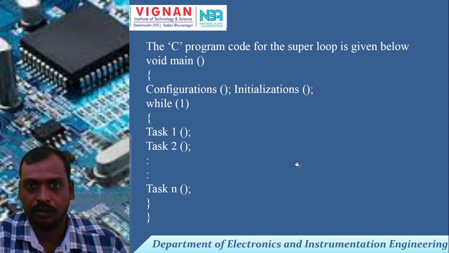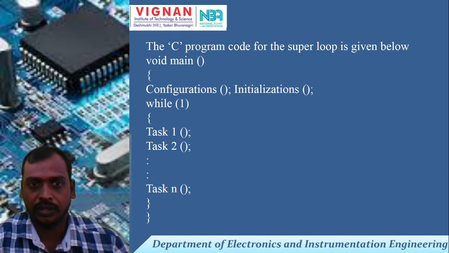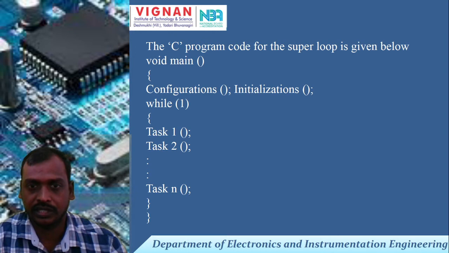The C program code for the super loop is given below. The C program: void main, then open the braces, configurations and initialization to configure the peripheral devices. Then while(1), open the braces, task 1, task 2, up to task n. While(1) means the program executes continuously. It never ends the loop.